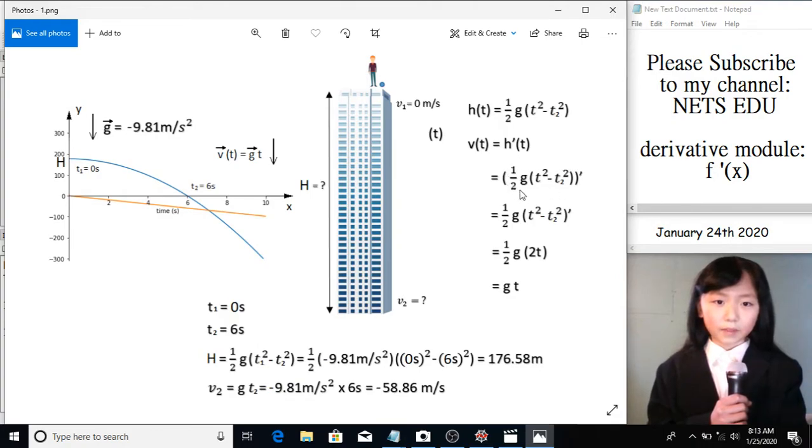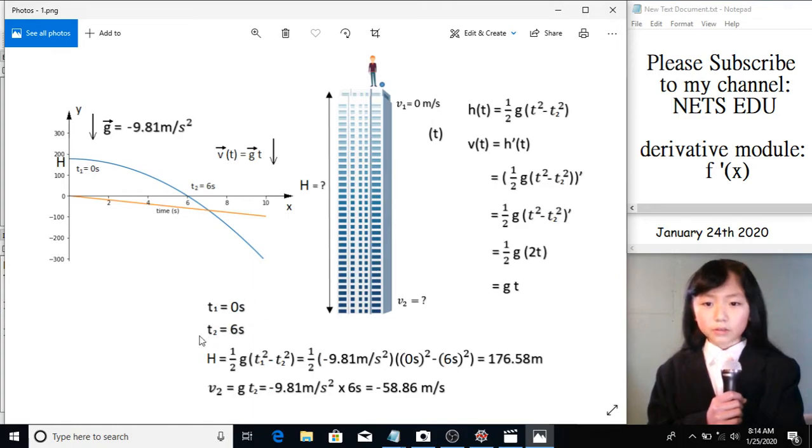So we have this derivative. A half and g are constants, so we take those out. Now we have the derivative of t squared minus t2 squared. Since t2 squared is also a constant, it disappears when we differentiate it. And for the derivative of t squared, we take the power, put it in front, and subtract 1 from the power, so it's 2t, and we get gravity times time.